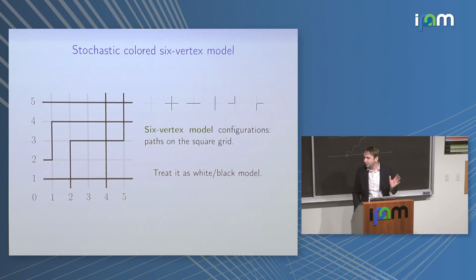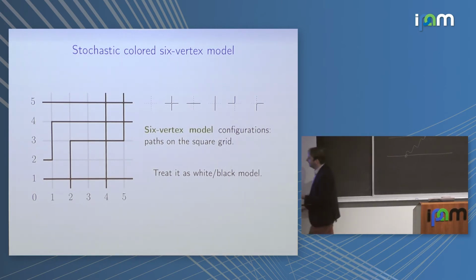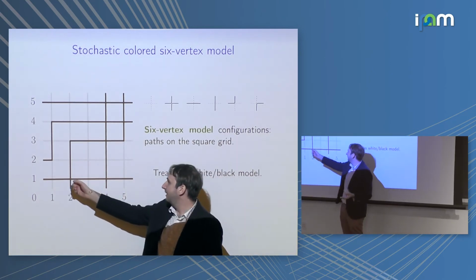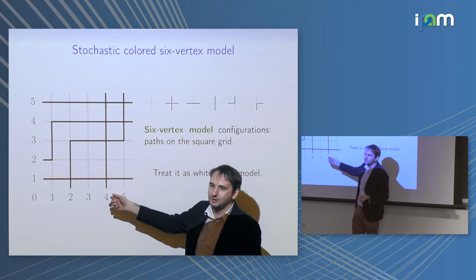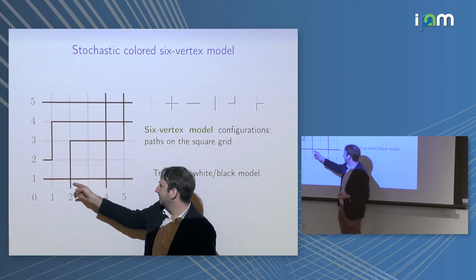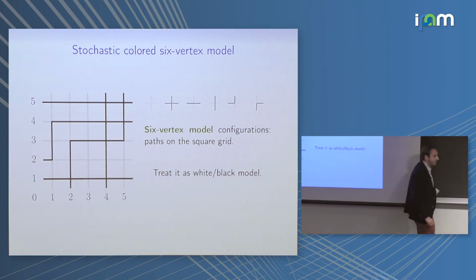So let me define for you what this colored stochastic six-vertex model is. First of all, what is a six-vertex model? Well, a six-vertex model is just a configuration of lines on the square grid. So like here, you just have lines. Your lines are allowed to share vertices, but the lines are not allowed to share edges. They can touch each other, but it's impossible for two lines to share the same edge.